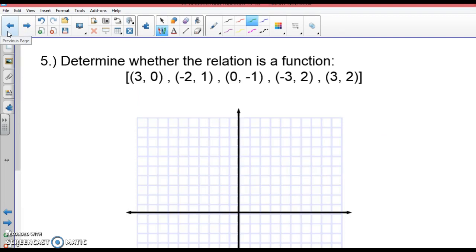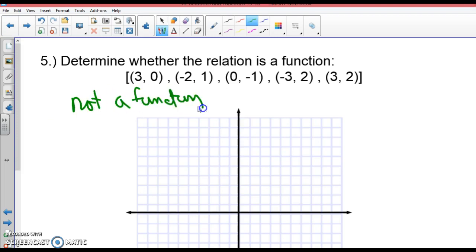Let's look at this. Is this a function? 3, -2, 0, -3, 3. Is that a function? Are all the x values different? No, so it is not a function.